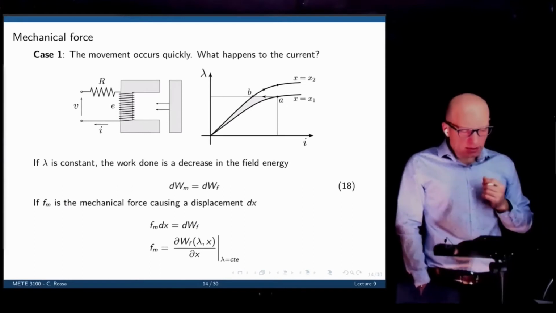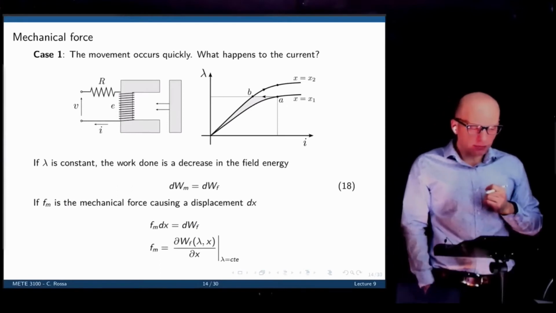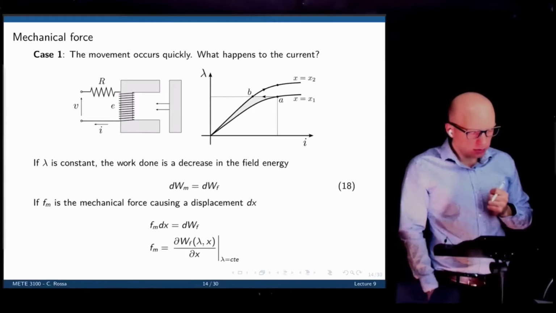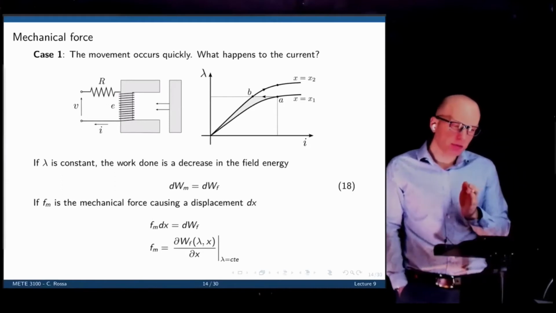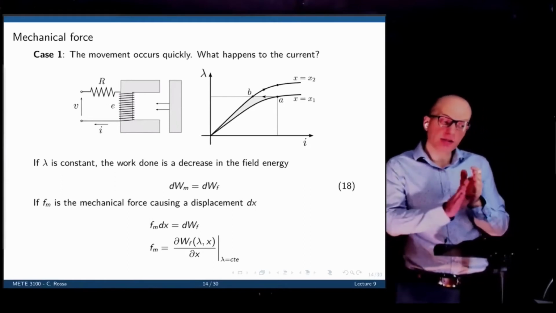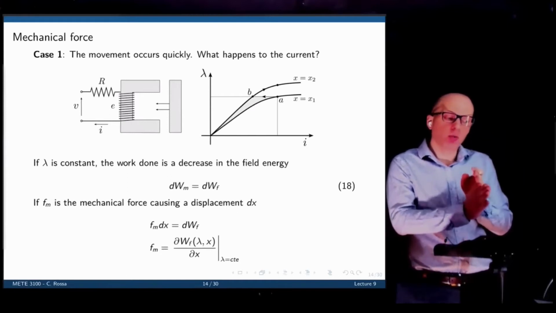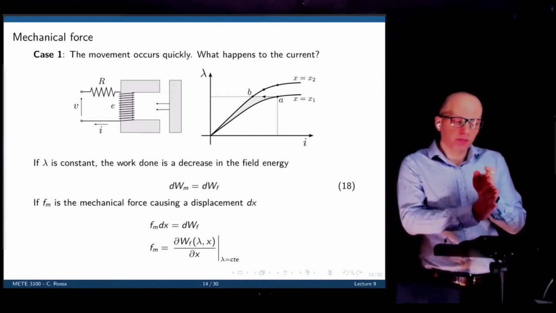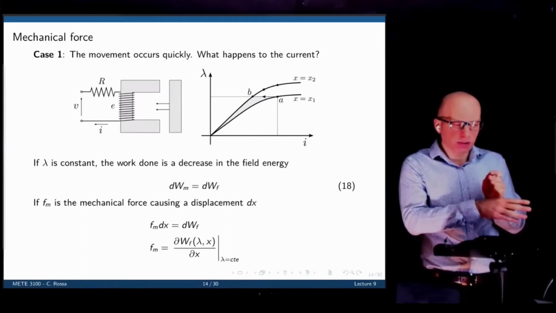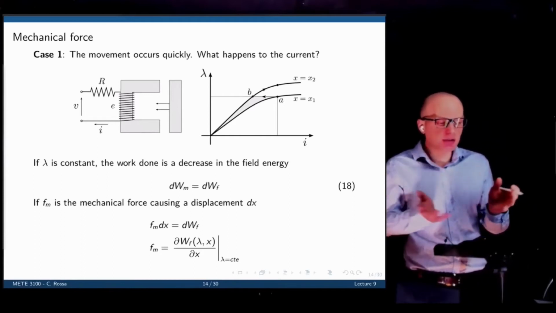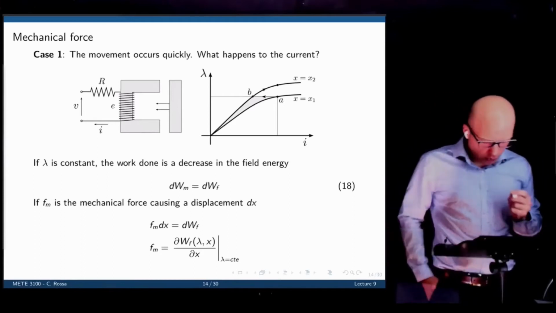All right, so let's do case one. The movement of the plate occurs quickly. The current changes, the current drops. And once again, this is only valid during motion. Once we stop the plate, the current goes back to what it was. I had a demo last year in class. This year, unfortunately, I cannot show it to you.